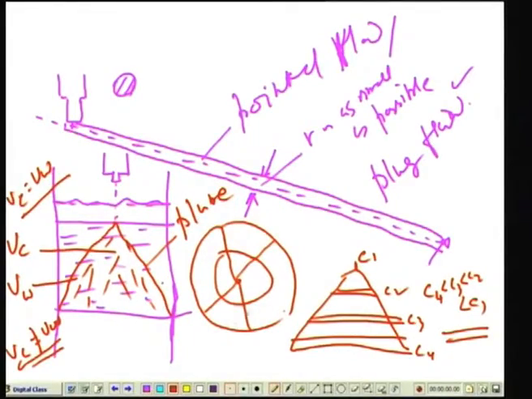So this is what is known as the dispersion, and the characteristics of the dispersion would generally be a function, particularly a function of transport.